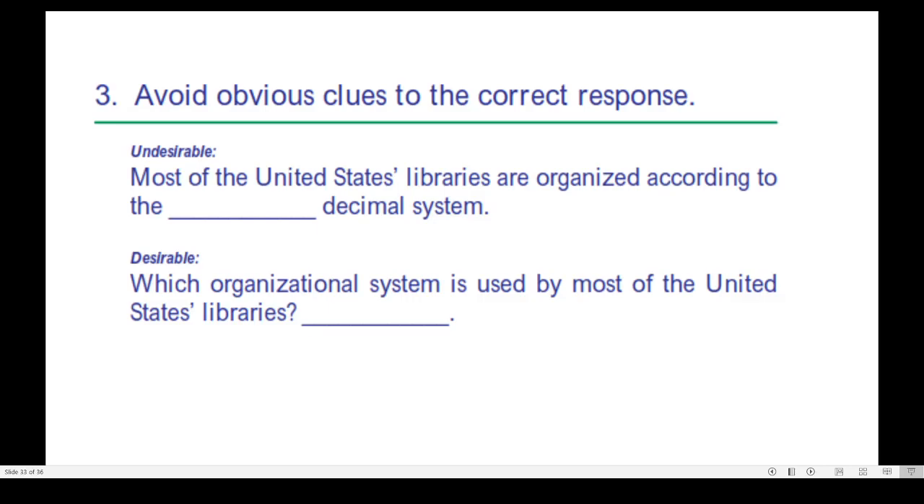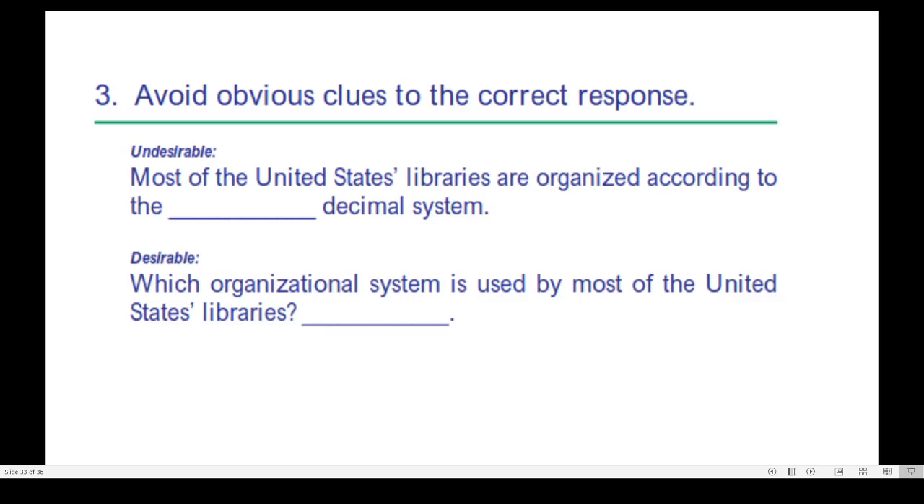Okay, so undesirable, for example, most of the United States libraries are organized according to the blank decimal system. There's only one decimal system for organizing books in the library. We call that Dewey Decimal System. So you're giving them a clue there because decimal system is a clue for the correct answer, which is Dewey Decimal System. Okay, this is a desirable one. Which organizational system is used by most of the United States libraries? Blank. So you're not giving them a clue.